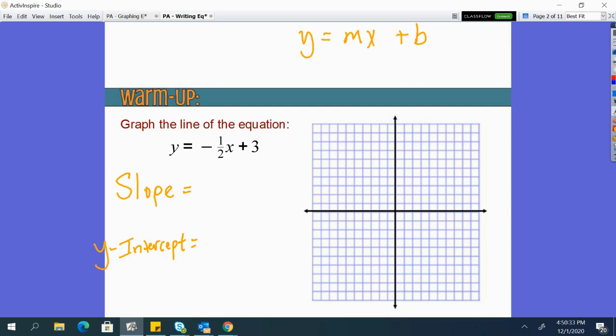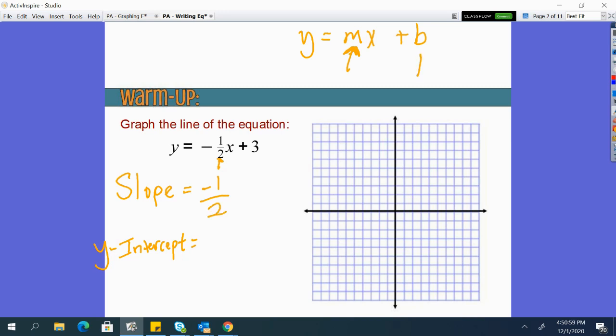Again, remember, everything's building now. Math is going to be building. We're just going to keep building through high school. It's just building blocks. Okay? So, our slope, remember, is our m. It's going to be our m, which is -1/2. That's where the m is.